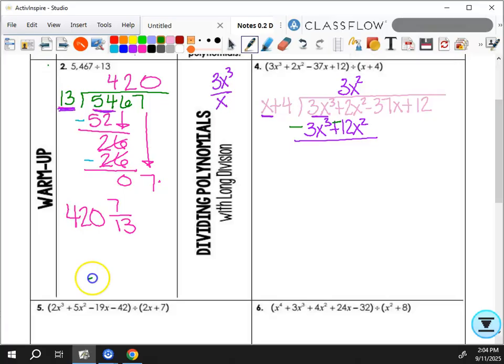Oh, because it's 3, okay. 3x squared times 4. I'm sorry. 3x squared times x is 3x cubed. Then I do have to multiply 3x squared times 4. That gives me 12x squared. Okay?